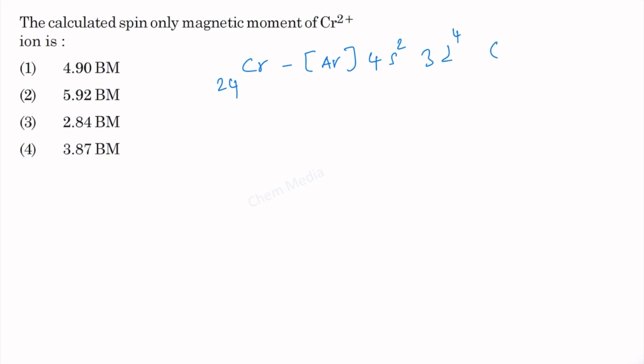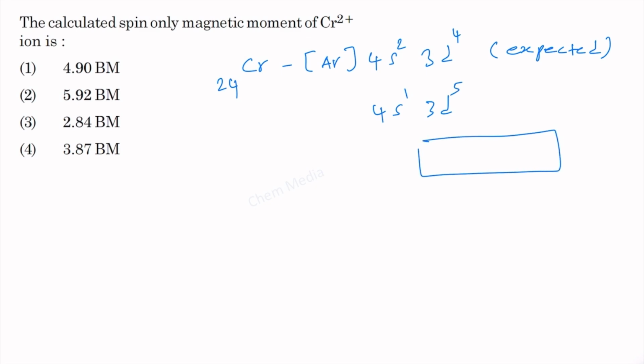This is actually the expected one, not the actual one. In the actual one, it is 4s1 3d5, because when we write 3d5 it is half filled. The d orbitals are half filled because in total d orbitals can take up to 10 electrons and now we have 5 electrons, and therefore this is half filled.